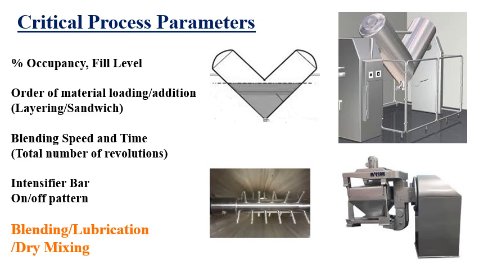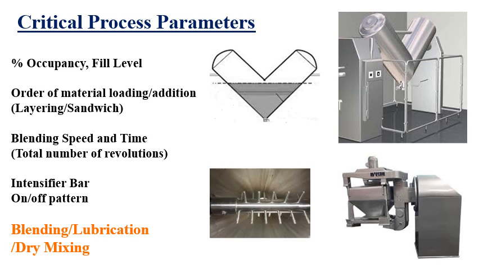Then the intensifier bar, whether it is used or not, whether it is on and off with some pattern, that also affects the blending process. Blending process outcome is a uniform mixture of the materials and uniform distribution of the API in the blend. So these are some of the critical process parameters for blending and lubrication and the dry mixing process. Mainly the critical process parameter is blending speed and time, and you can calculate the number of revolutions as per blending speed and time.